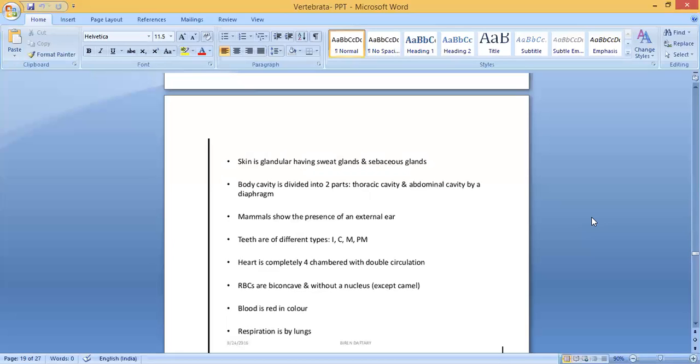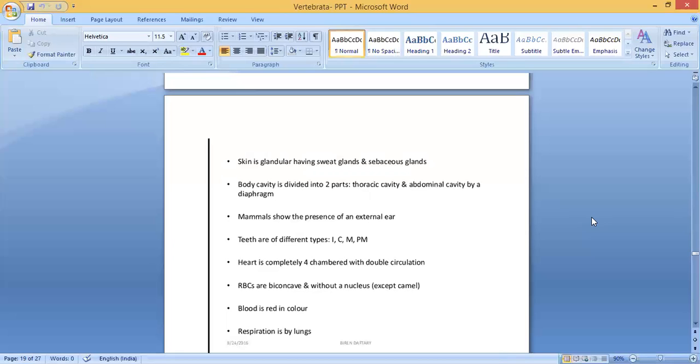You can see both the sides. If you just take only the upper side, from the center you can see there are two incisors, then canine on both the sides, then molars and premolars. The heart is completely four-chambered. There are two auricles and two ventricles with double circulation.